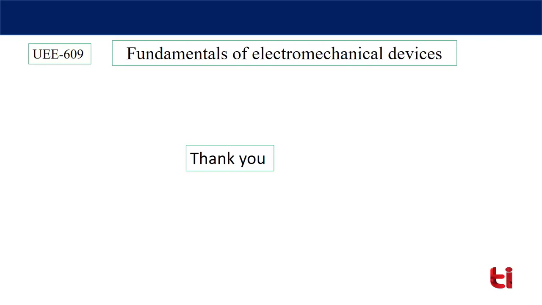Transformer EMF is nothing but the conductor is stationary, but the magnetic field is variable in nature. And rotational EMF is when the magnetic field is of constant strength, but the conductor is moving. So as this is the fundamentals of electromechanical devices, we are not going into detail about the motor parts or the workings of these machines. As time passes, we will discuss step by step about these machines.